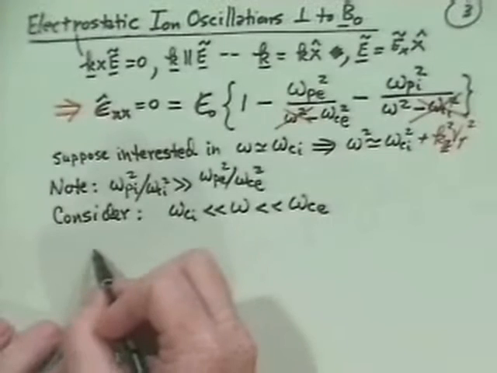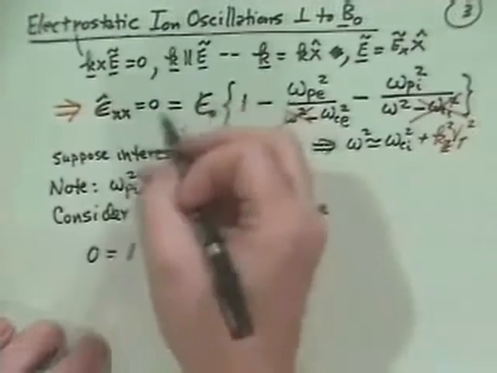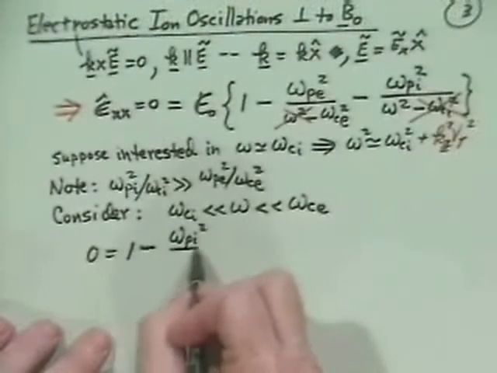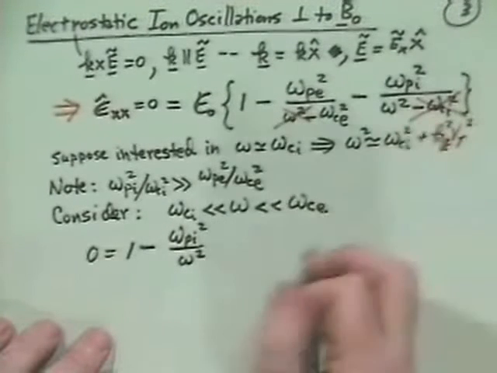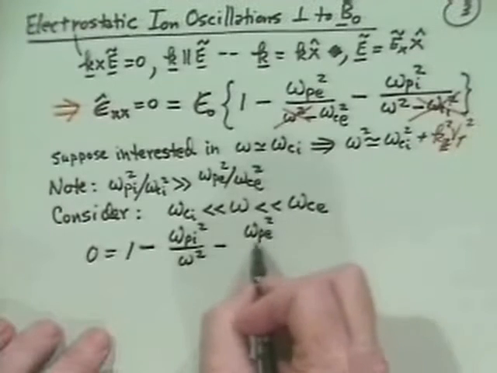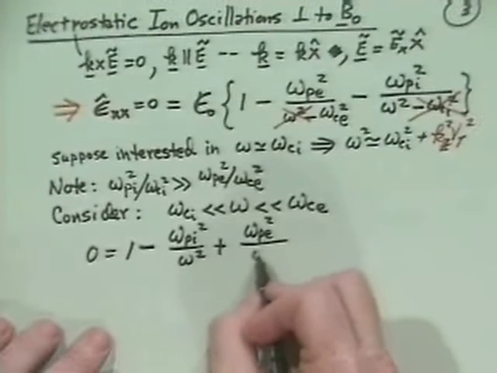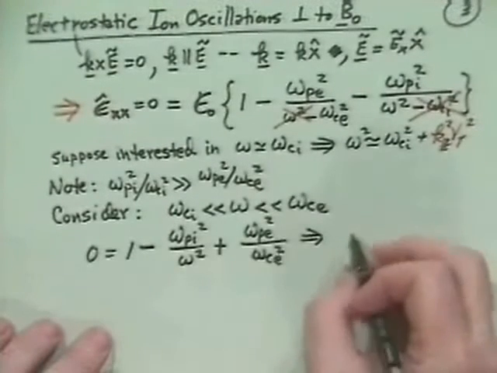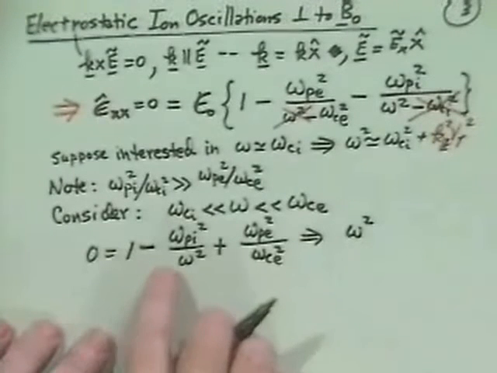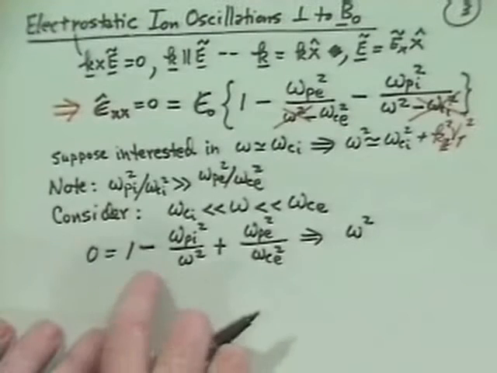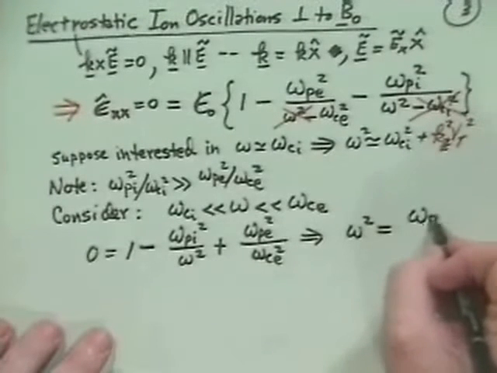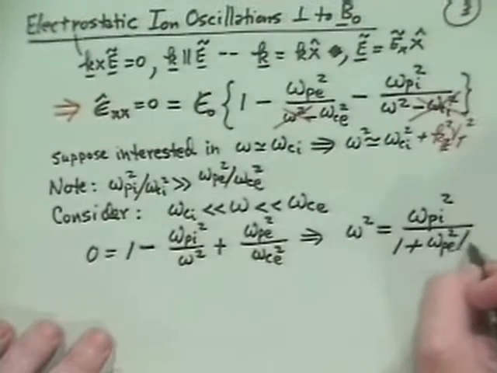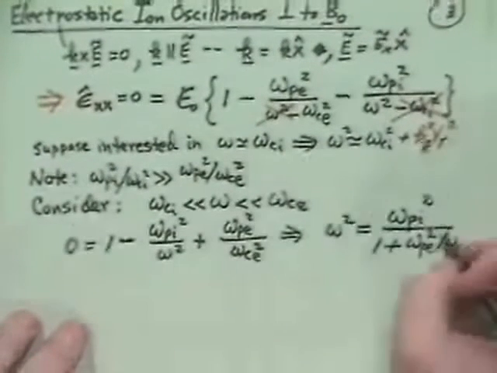So our dispersion relation becomes 0 equals 1, epsilon naught's a constant, so we don't need to worry about it, minus omega_pi squared over omega squared, so that's the ion response, and then the electron response is plus omega_pe squared over omega_ce squared. If we put these together, we take this over to the other side and divide out, and we get omega squared equals omega_pi squared divided by 1 plus omega_pe squared over omega_ce squared.